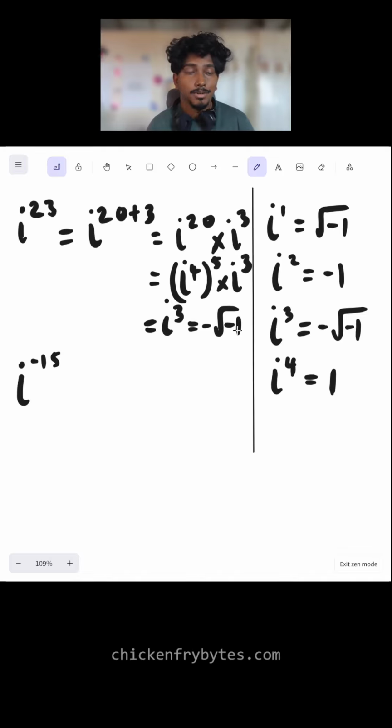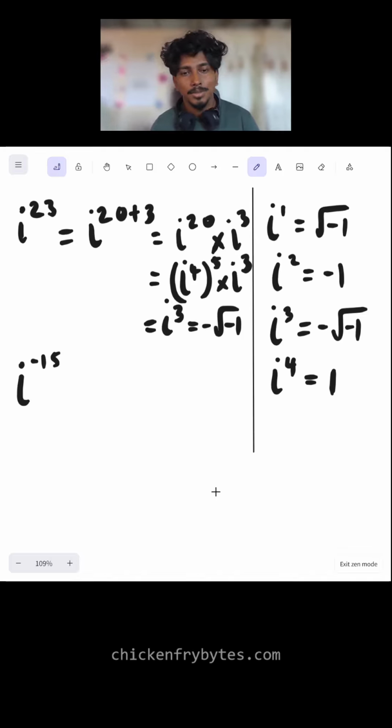Applying the same rule to i to the power of negative 15. Remember, we want the multiple of 4 that is just below, right? That is negative relative to the current power. So we're not going to use negative 12. We're going to use negative 16 because remember, we want a multiple of 4 and one of these excess, right? 1, 2, 3, or 4.